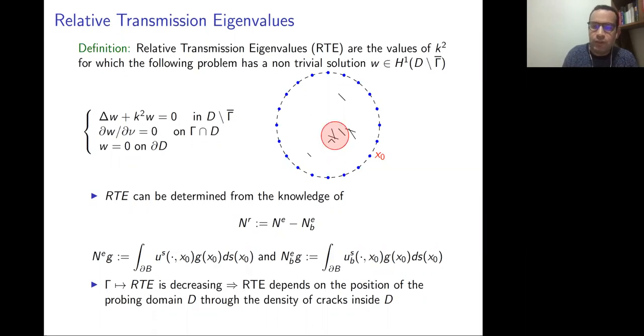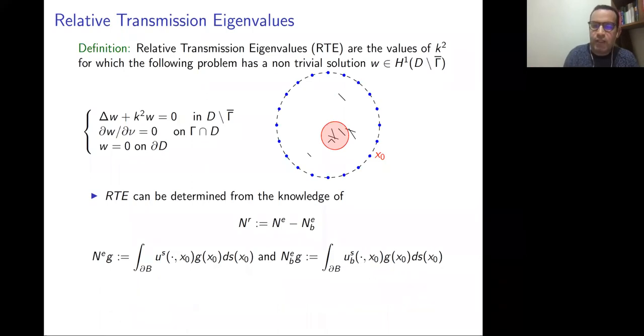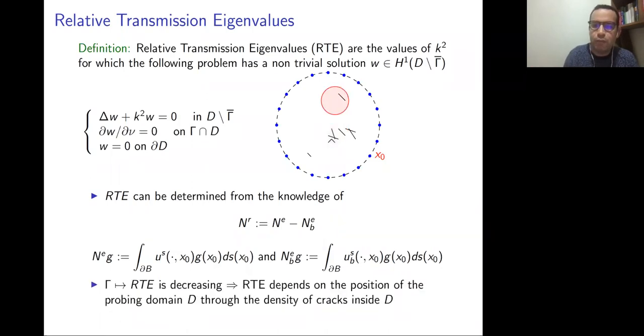What you do is take your domain that has a given size and move this domain inside the probed domain. If there is no intersection with the crux, you obtain just the Dirichlet eigenvalues for the domain D that you choose. If it intersects a lot of crux, the eigenvalue will decrease much more than if it intersects one crux. And this is basically the idea that has been implemented.